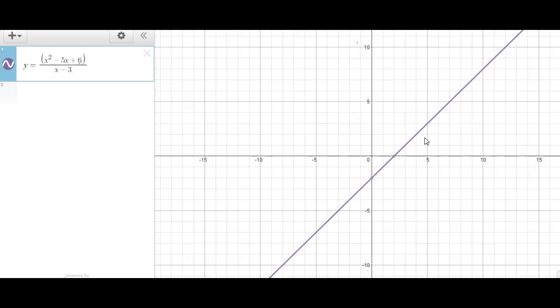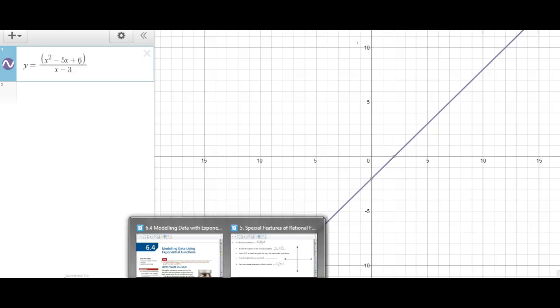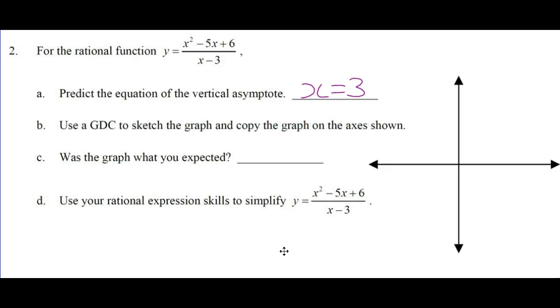So what we have here, the function is not defined at 3, right? Now, that makes sense to us. We know, but we were expecting an asymptote. So what's going on? That's the question. Why is this not an asymptote?